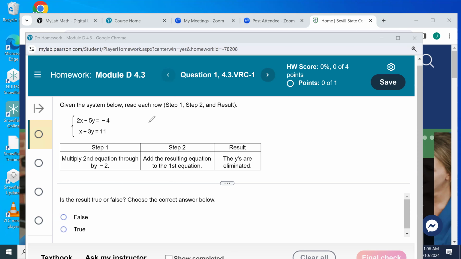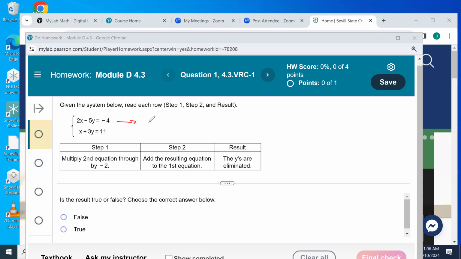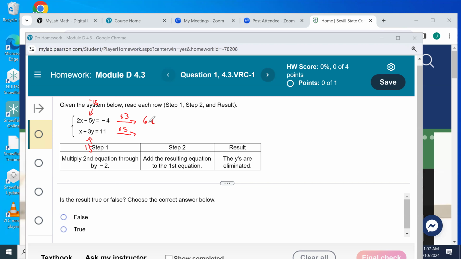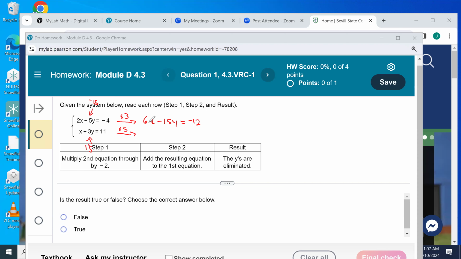Well, what if I multiplied this one by 3, so that became -15, and I multiplied this equation times 5, so that became +15. Would the y's get eliminated then? Yeah, we're going to try this. So that would be 6x minus 15y equals -12, right?